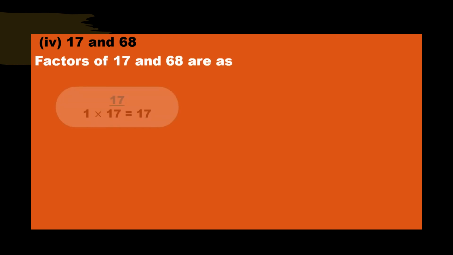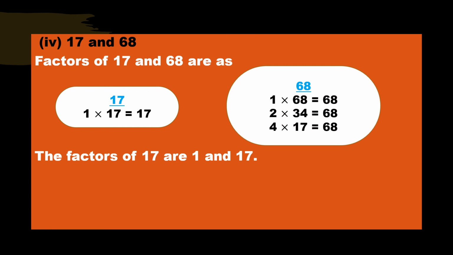Okay, so let us go to the next one, 17 and 68. If you look at 17, 17 is a prime number, right? Because it has only two factors, 1 and 17. So the factors of 17 are 1 and 17. For 68, we have 1 times 68, 2 times 34, 4 times 17. Okay, so we'll write the factors of 68 as well.